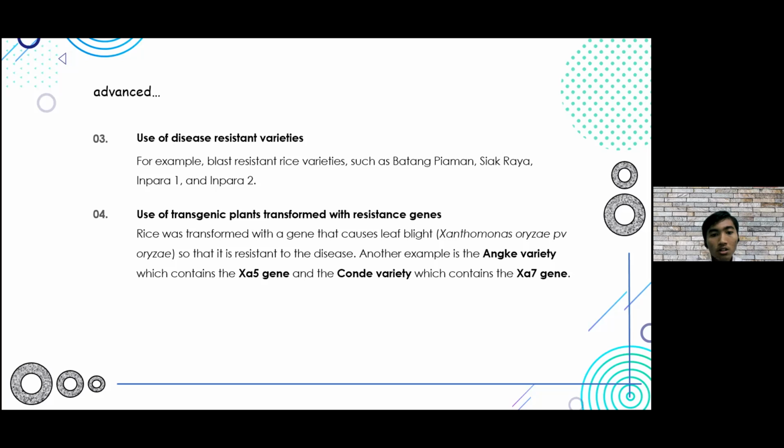Rice was transformed with a gene against leaf blight, Xanthomonas oryzae pv. oryzae, so that it is resistant to the disease. Another example is the Angke variety, which contains the Xa5 gene, and the Conde variety, which contains the Xa7 gene.